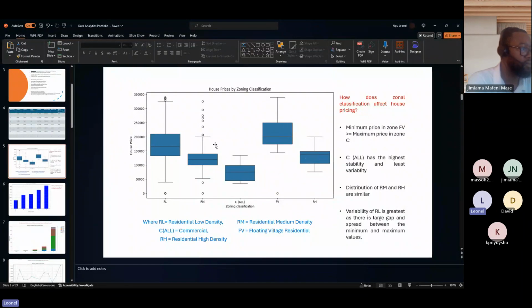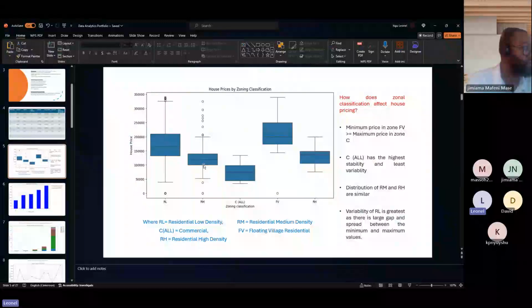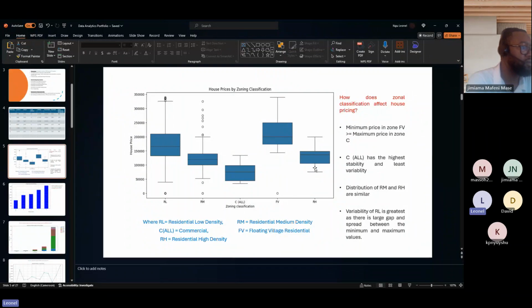We can also see that the distribution in zone RM is almost similar to the distribution in zone RH. And lastly, we can see that the variability in RL is very large, which means that it is more unpredictable. It is the most unpredictable zone among all the other zones, as the minimum and maximum prices have a very large gap.